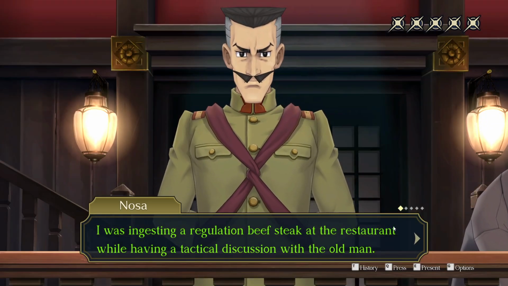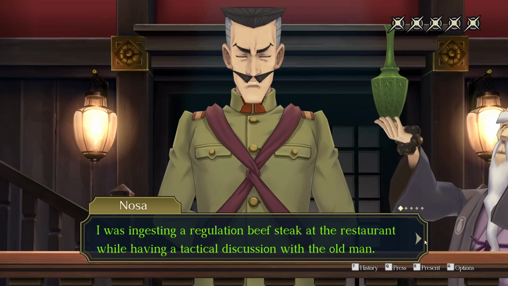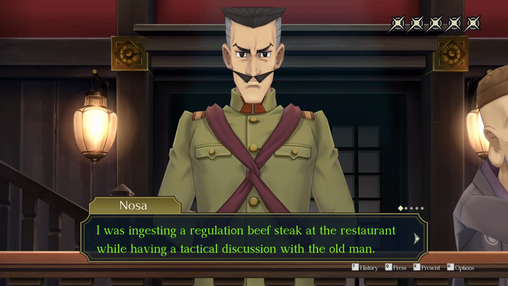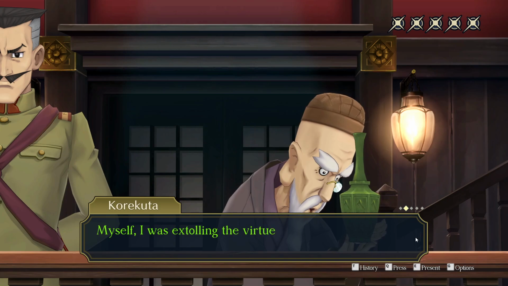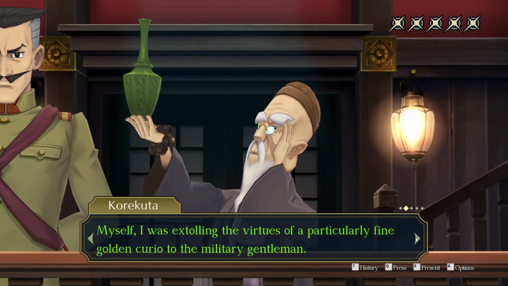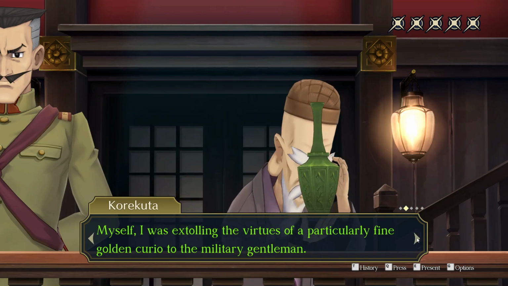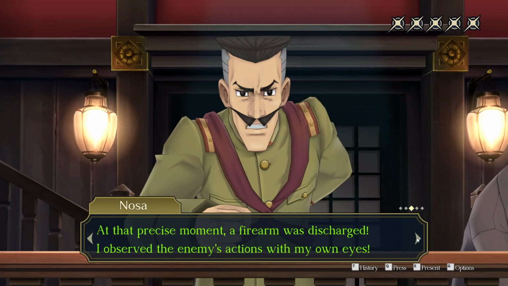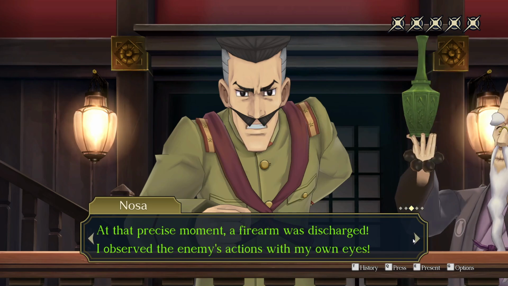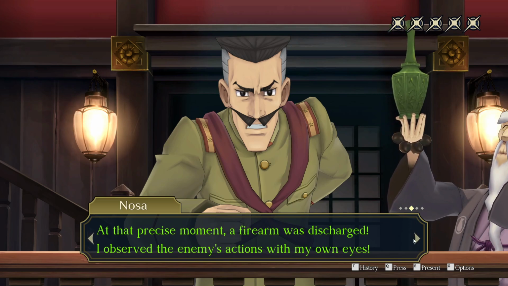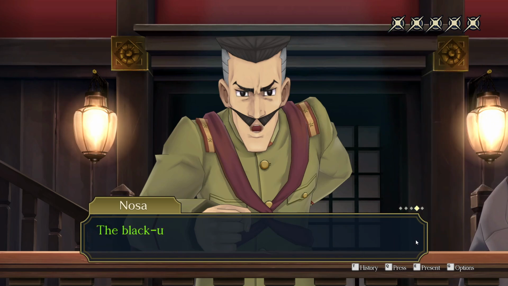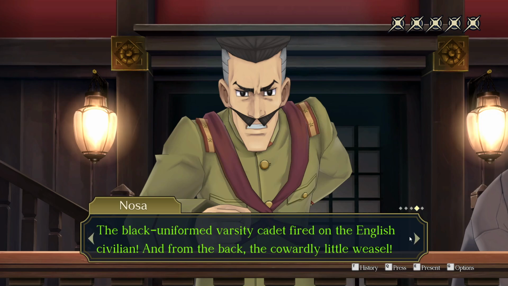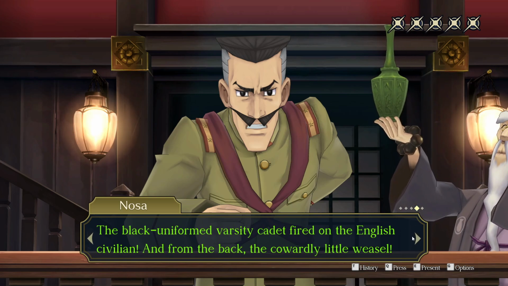He was ingesting a regulation beef steak. I don't think there's any reason to believe that they weren't eating steak. That would be a weird thing to lie about. This guy was doing that. At that precise moment, a firearm was discharged. They observed the enemy's actions with their own eyes. The black uniformed varsity cadet fired on the English civilian, and from the back, the cowardly little weasel. From the back.